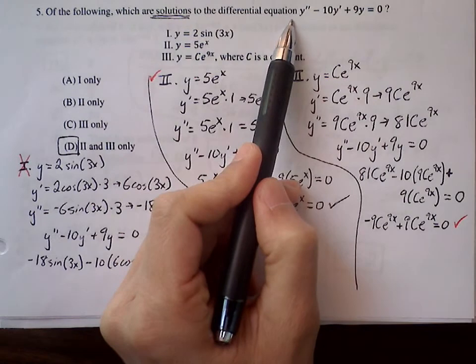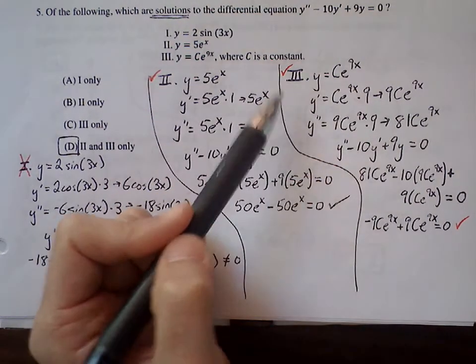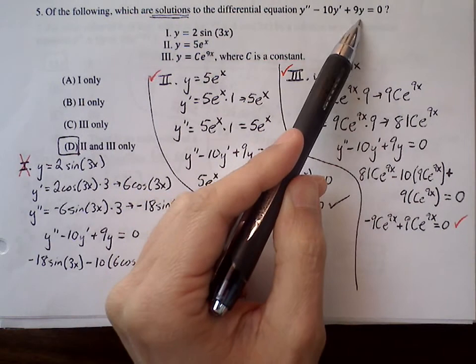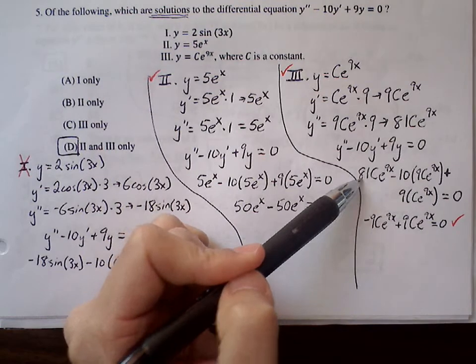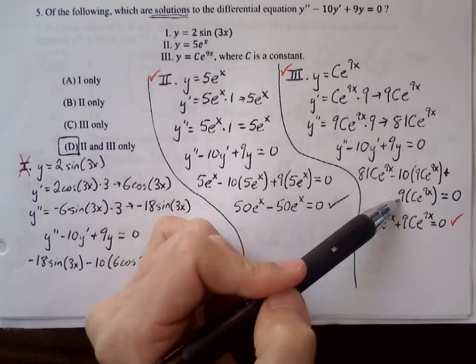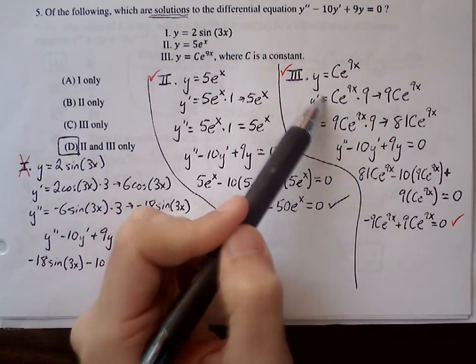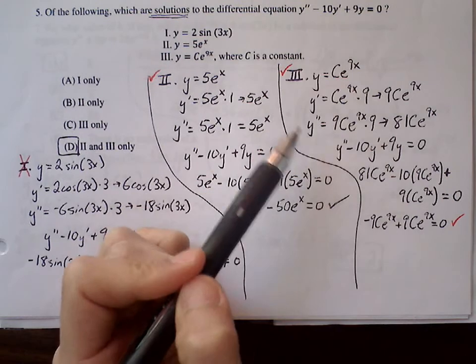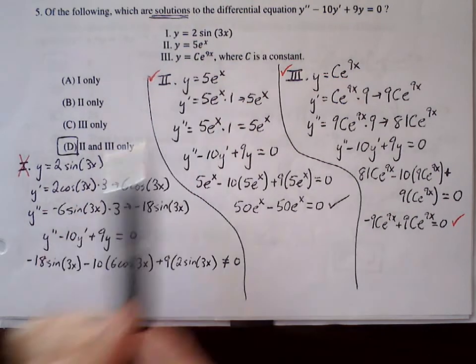Replace y double prime with 81ce to the 9x. Replace the y prime with 9ce to the 9x. Replace the y with ce to the 9x. And when we do that, we get 81 minus 90 plus 9, and that does come out to be 0. So answer choices 2 and 3 will produce solutions that satisfy the differential equation, but not option 1. So answer choice D.